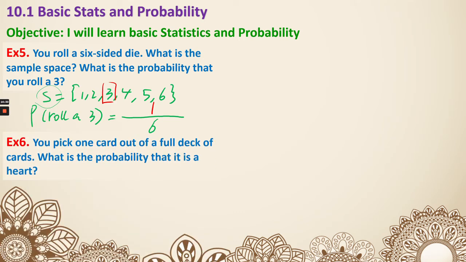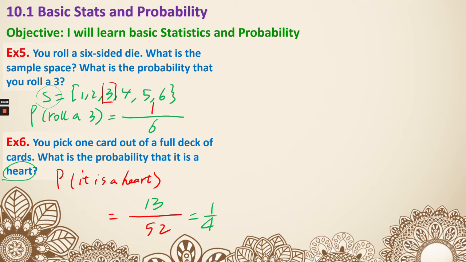Example 6, you pick one card out of the full deck. The probability that it is a heart, so probability of it is a heart. In a full deck of cards that we are working with, we have 52 cards. And if you remember, there are 4 different suits. Each suit has 13 cards, and the heart is a suit, so that's 13 hearts out of 52, which simplifies to 1 over 4. That's example 6.